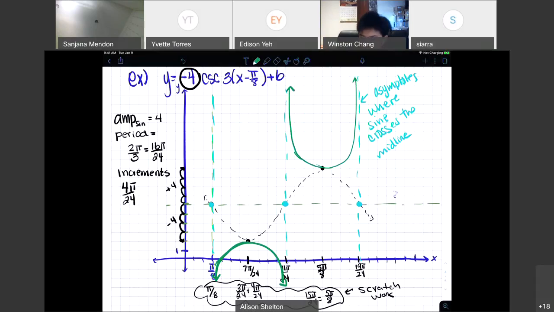So the green, they look like parabolas almost. Those are the part that's actually your graph.